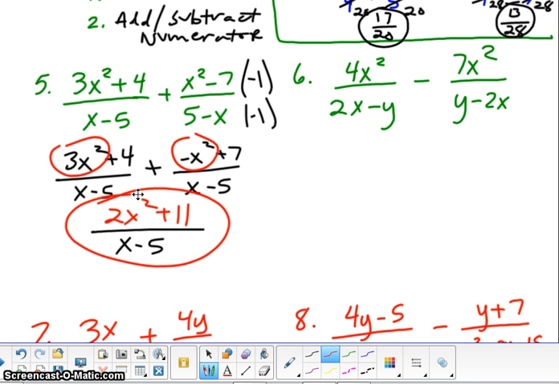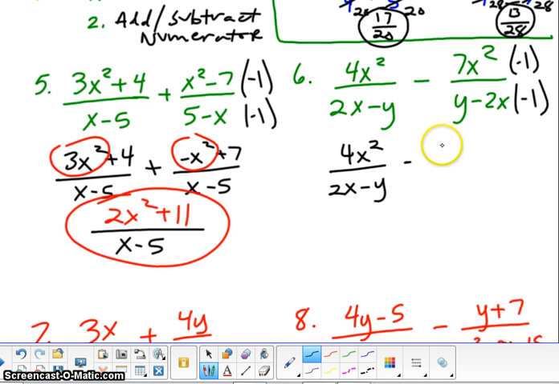Okay, similarly on this next one, we have a negative that is our only barrier between the next step. So if I multiply this by -1 and the next one by -1, then I'll be able to solve. Okay, so I'm going to rewrite this. 4x squared over 2x minus y minus, I have a negative 7x squared now that I multiply by -1. And if I multiply both those by -1, it ends up being 2x minus y.